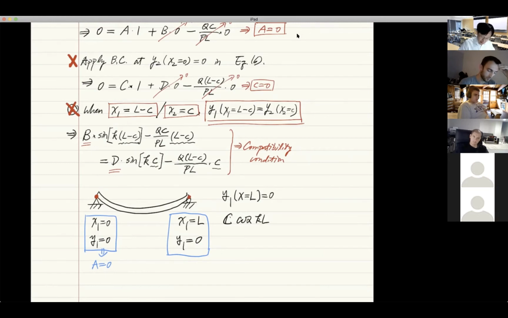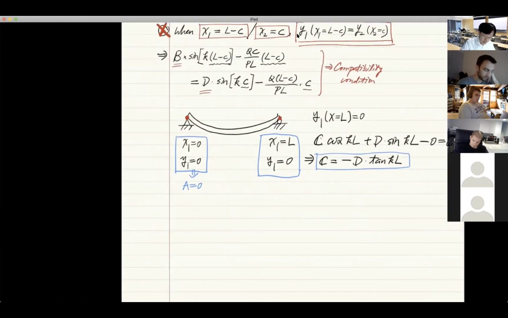So this means capital C times cosine KL plus capital D times sine KL minus 0 must be 0. And from here, we know that the relationship between capital C and D is just capital C equals negative capital D times tangent KL, right? Because we simply divide everything by cosine KL, and sine over cosine is tangent. So we have this relationship. This is what we found for now. And we're going to come back to continue with step 6.